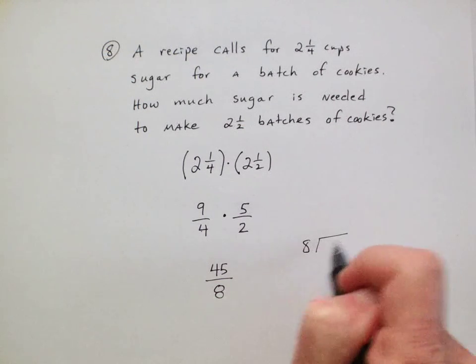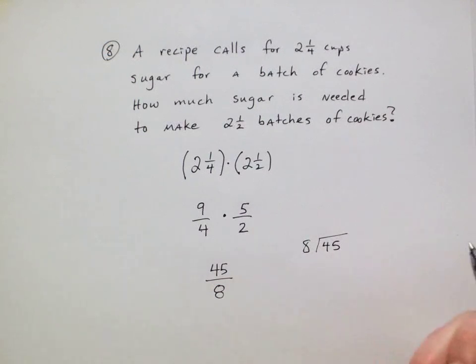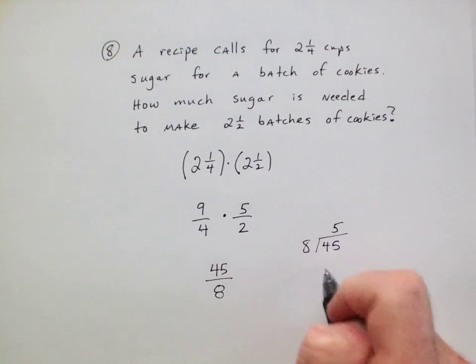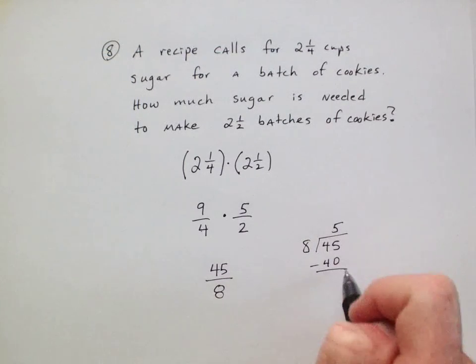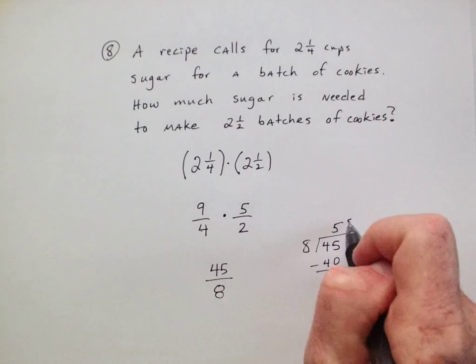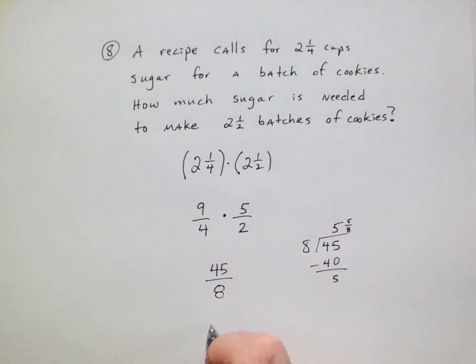So 8 divided into 45. Let's see. If I put 5, I think that would work. 5 times 8 would be 40. So that means the remainder is 5. So yeah, that's it. It's going to be 5 and 5/8. So it would be 5 and 5/8 cups of sugar.